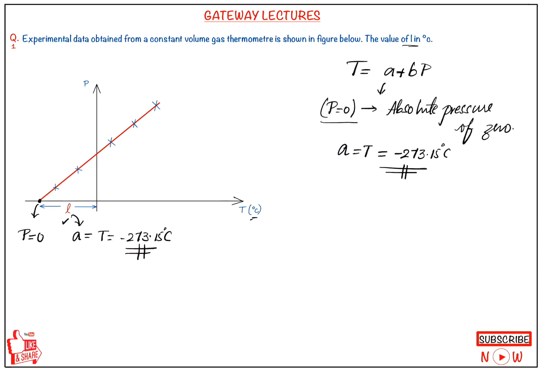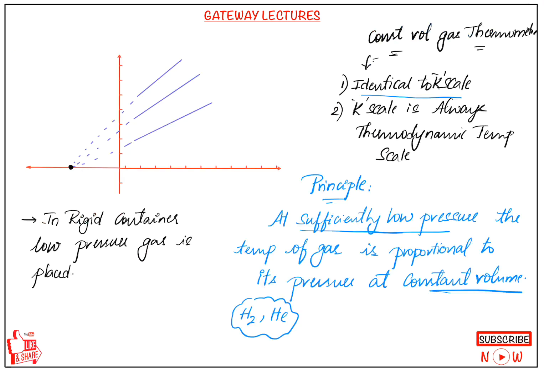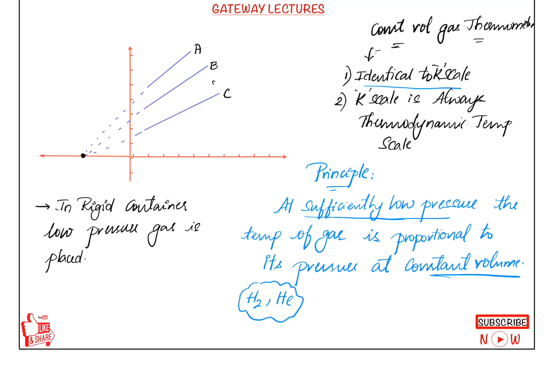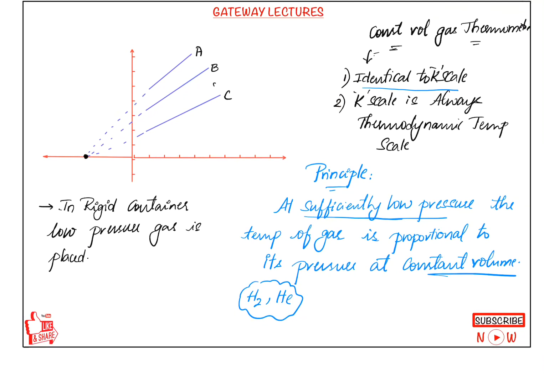But there is also an important thing to note. When we consider different gases, say A, B, C, independent of the type of gas and independent of the amount of gas, when they are extrapolated to pressure equal to 0, they all meet at a single point, and that single point value is minus 273.15 degrees centigrade.